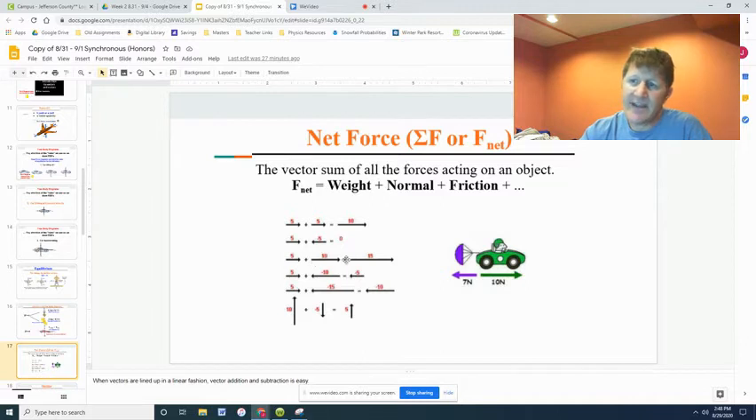Again, 5 and 10, 15, they're in the same direction. So over here, we have this car that is going to the right. And if I were to say, what do you know about this car? You would say, well, I know that if it has a 10 newton force to the right and a 7 newton force to the left, there is a 3 newton net force to the right. That means this car is accelerating to the right, okay?